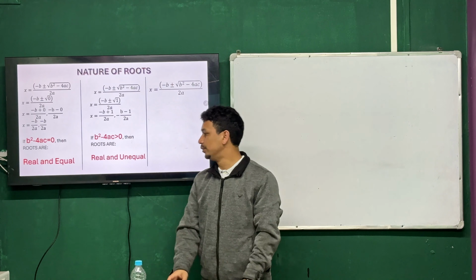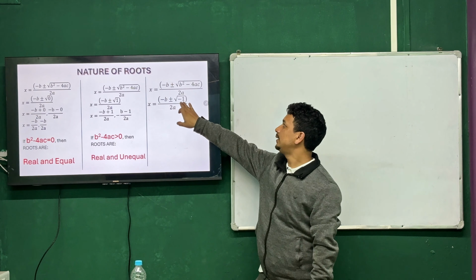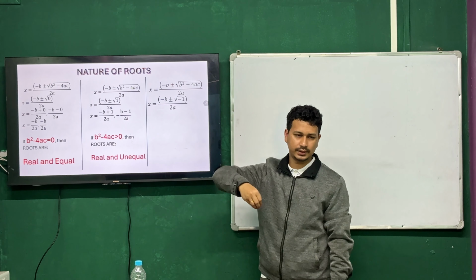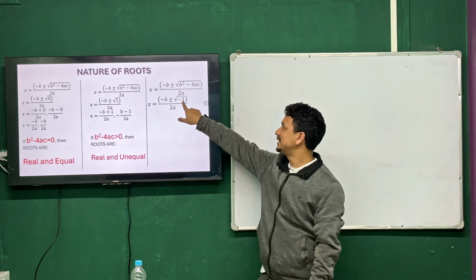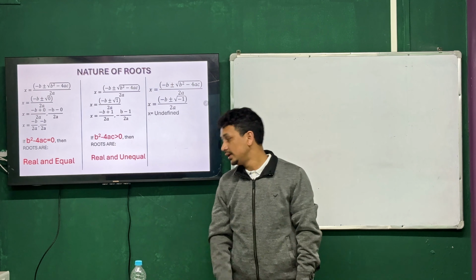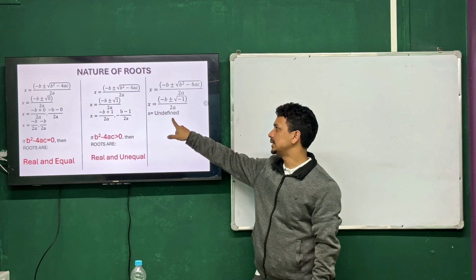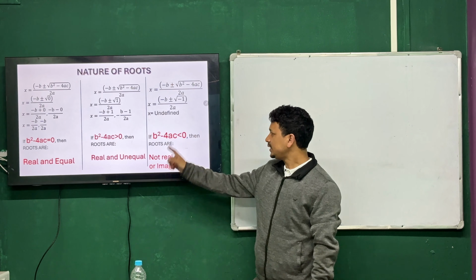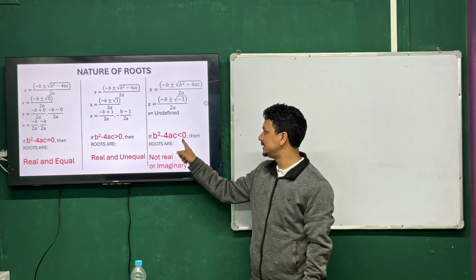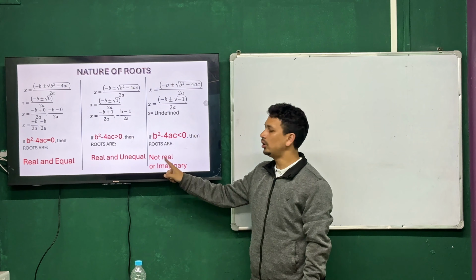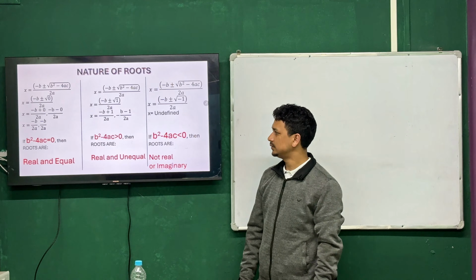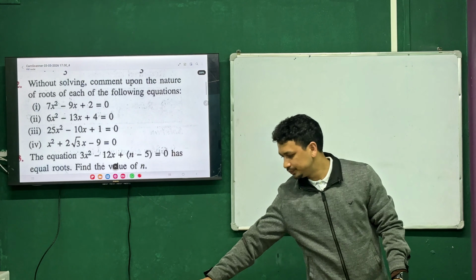And the last scenario was when the under root value is less than 0. That means a negative number. If it is a negative number, can we solve it? No. So x will be undefined, right? So that's the third situation. If b square minus 4ac is less than 0, then the roots are not real, or we can simply say imaginary.